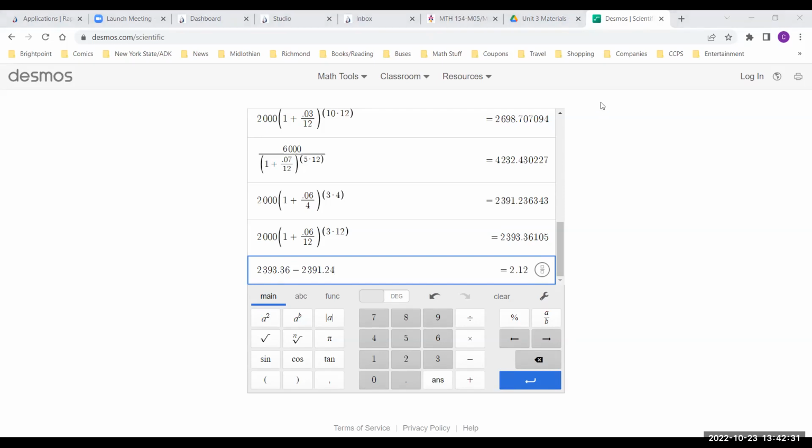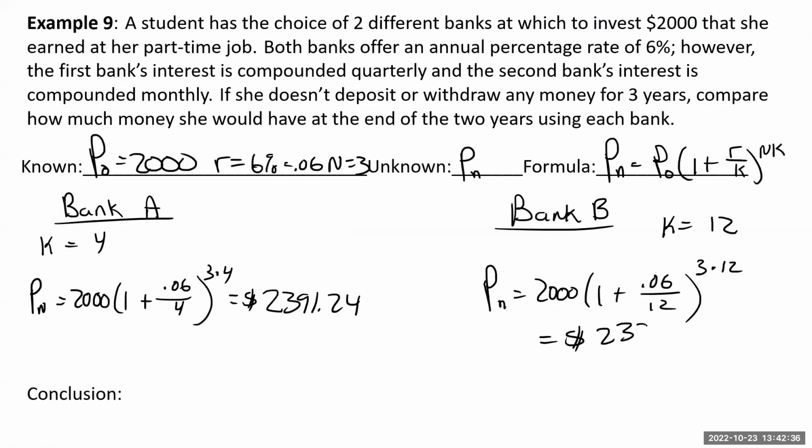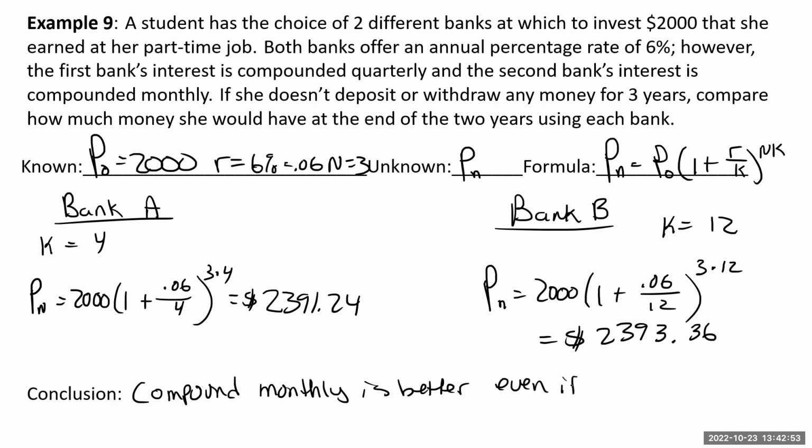It's a little, but not a lot. But every little bit helps, doesn't it? All right, so we've got $2,393.36. So conclusion here: compound monthly is better, even if only a little. Okay, so we can say we earned $2.12 more here with Bank B.